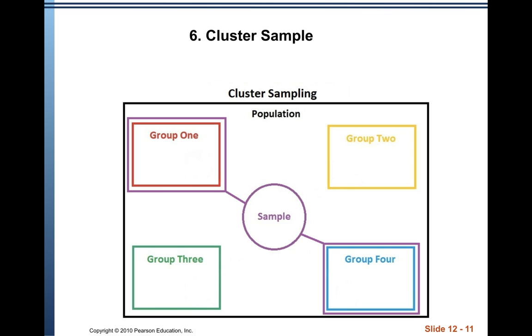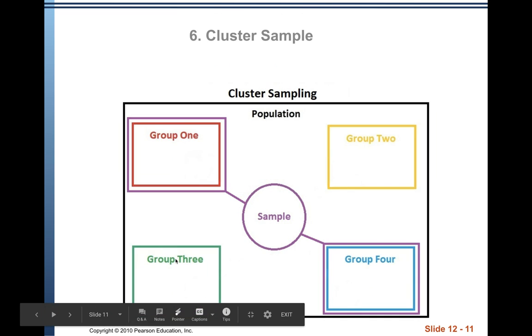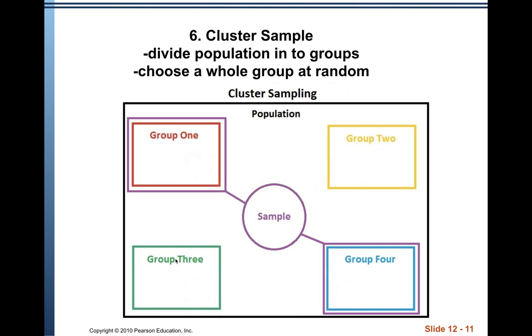A cluster sample is similar, but there is a very distinct difference. In a cluster sample, you still take the population and you divide it into groups. That still happens. The difference being, whereas in a stratified sample you're actually choosing one or two from each group, in a cluster sample, you're choosing a whole group at random.